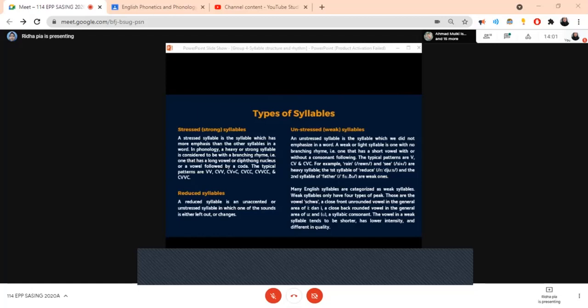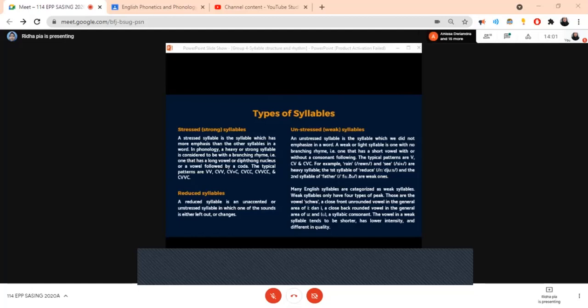I see. So, can I give an example, please? The word comfortable is like comfortable. So the comf is stressed, the foot is reduced, and the able is unstressed. Am I right? Yes. Okay.